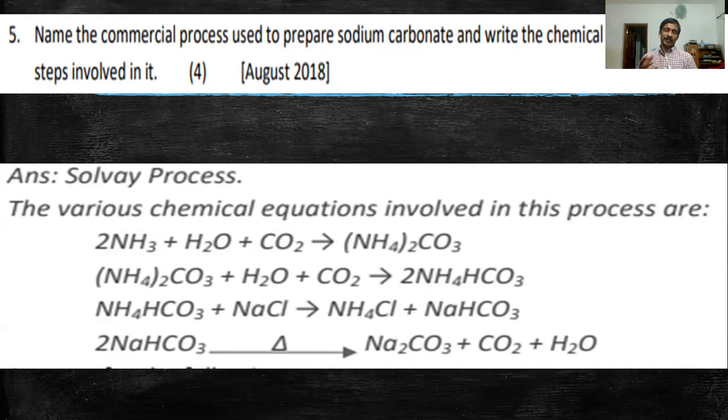NH3 plus H2O plus CO2 gives (NH4)2CO3. Ammonium carbonate is formed first. This ammonium carbonate reacts with H2O and CO2 to form NH4HCO3, ammonium bicarbonate. Ammonium bicarbonate reacts with NaCl to form ammonium chloride and sodium bicarbonate. Sodium bicarbonate is filtered and separated, and on heating it gives sodium carbonate. So if you remember the steps, then you can write the equations.